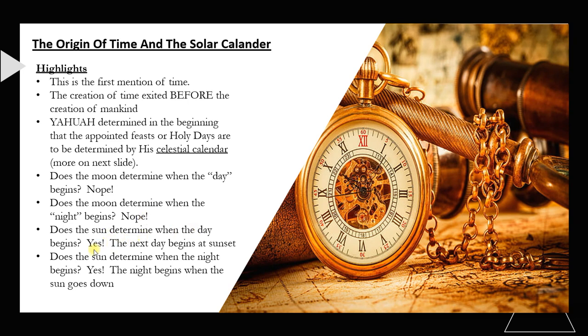Does the sun determine when the day begins? Yes. The next day begins at sunset. The day begins from sunset and then until sunset. That's the day. Does the sun determine when the night begins? Yes. The night begins when the sun goes down. So the sun has a very important role in the celestial for determining our days and our night. Okay, let's go on to the next one.